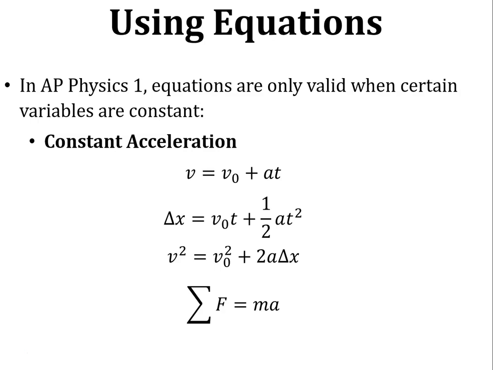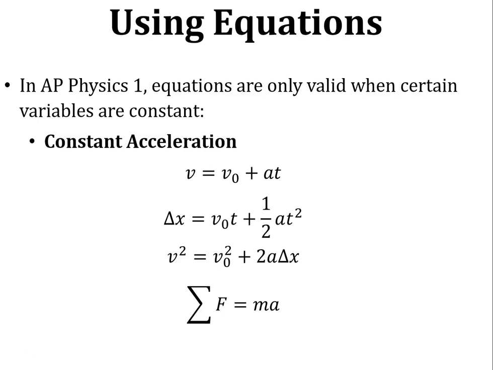For example, all of the kinematics equations that we've done so far require a constant acceleration. If the acceleration is changing, you cannot use these equations. And really, this is the difference between algebra-based physics and calculus-based physics. The kinematics equations require constant acceleration. If we have a changing acceleration, then we need to do calculus.